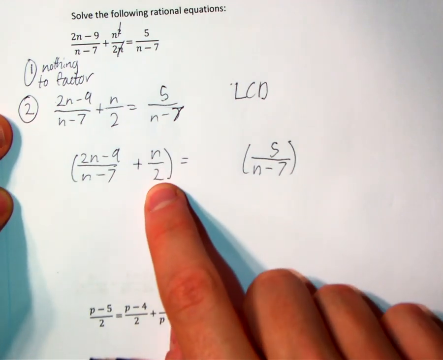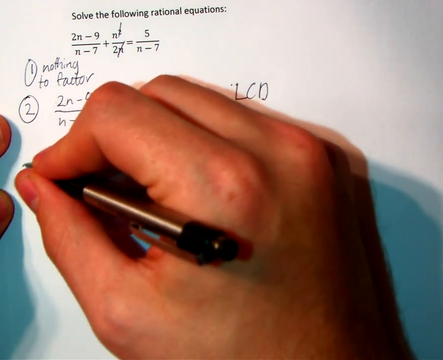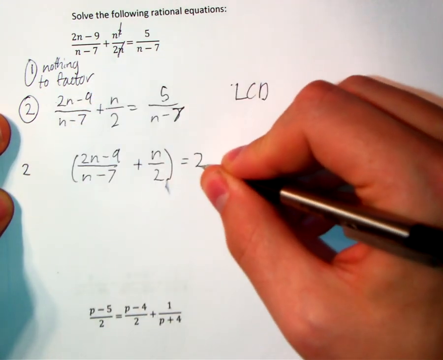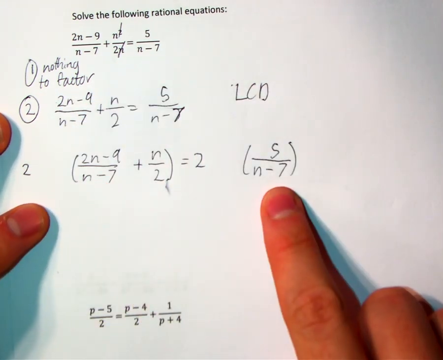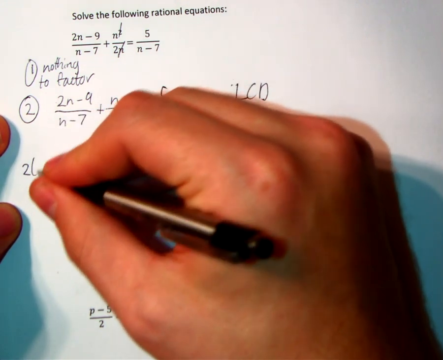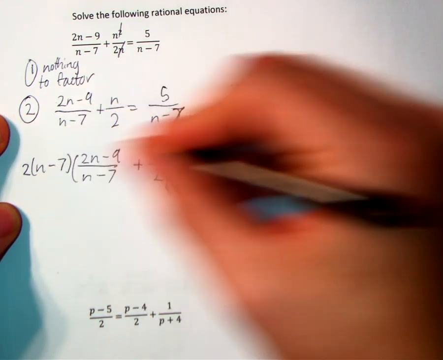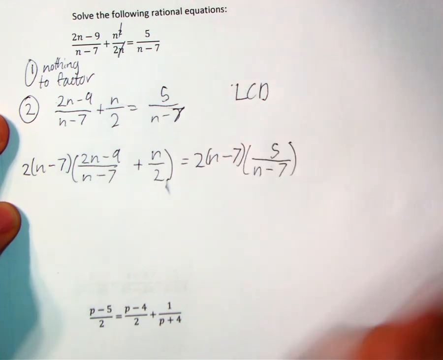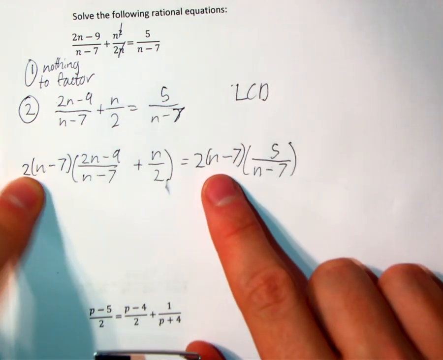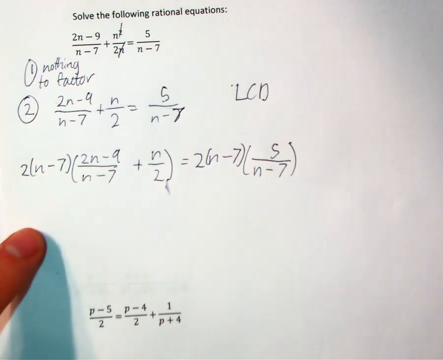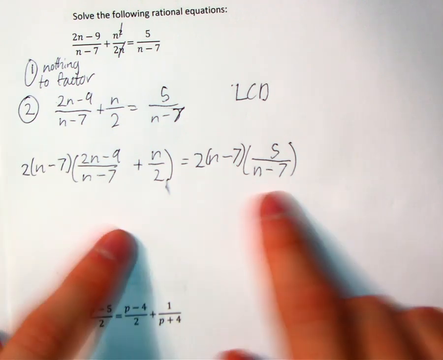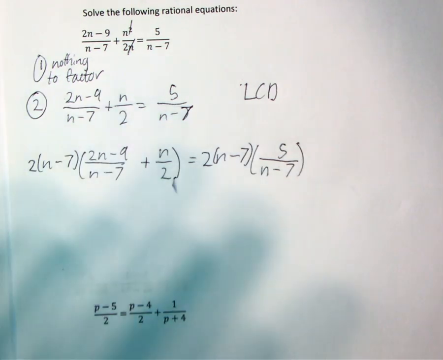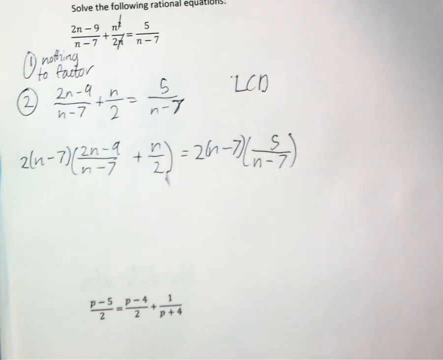Well, this denominator has a 2 in it. So my least common denominator has to have a 2 in it. And these denominators have an n minus 7 in them. So it's also got to have an n minus 7 in it. So that's a good way of thinking about what the least common denominator is and how you find it. Now if I multiply both of these through, I'm going to be able to cancel all my denominators.